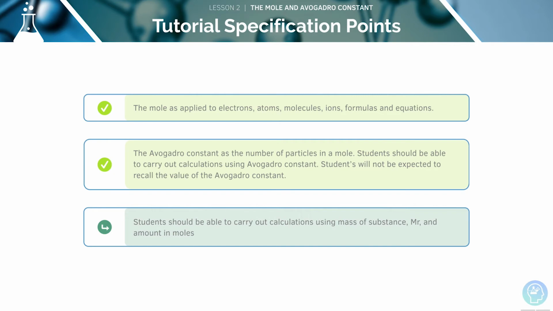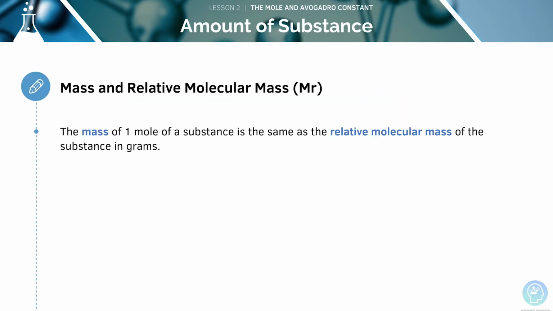We've now covered the first two specification points for this section. Let's look at the final one, which covers some calculations. We'll start off by looking at mass and its relationship to relative molecular mass, or Mr, which we met in the previous video. The mass of 1 mole of a substance is the same as the relative molecular mass of the substance in grams.